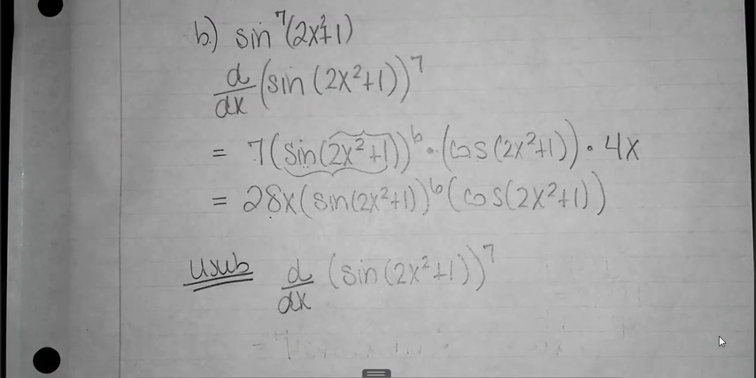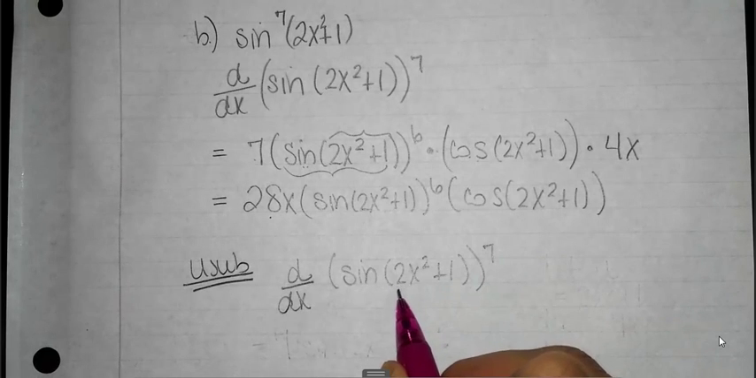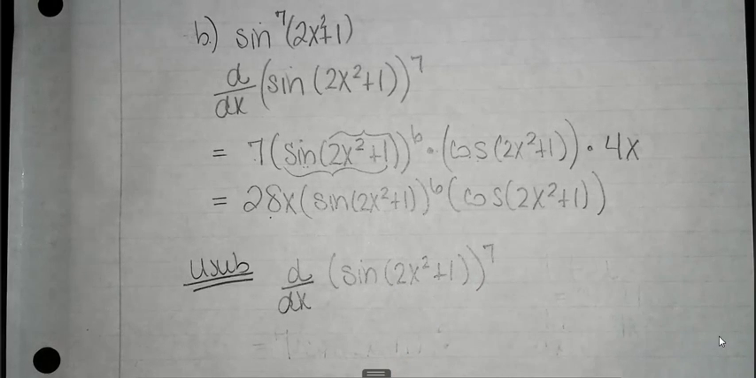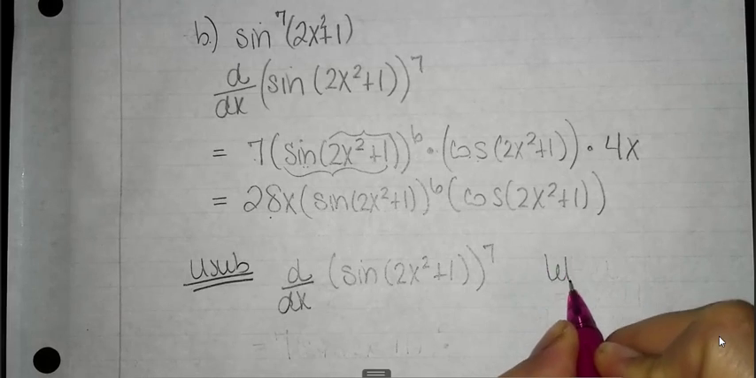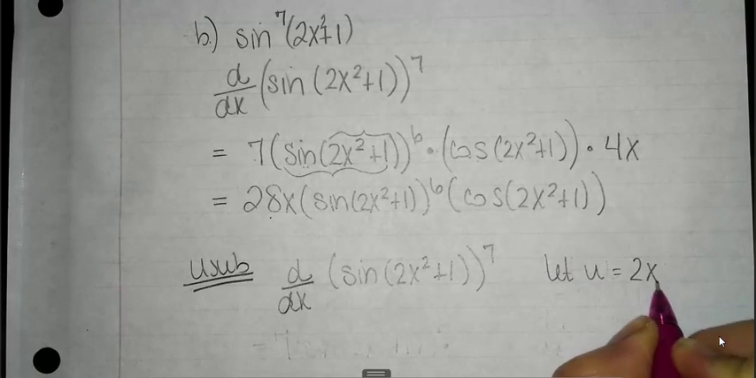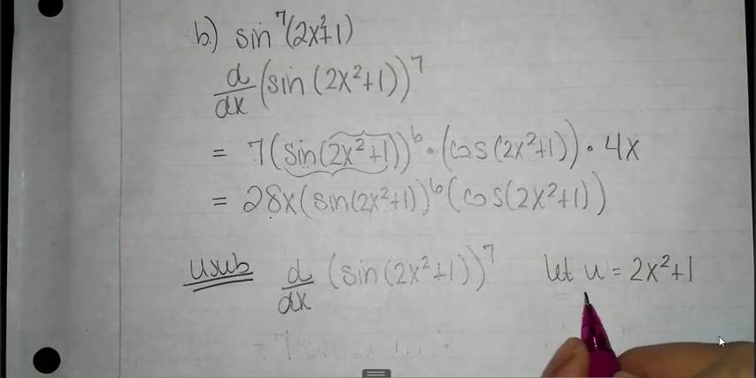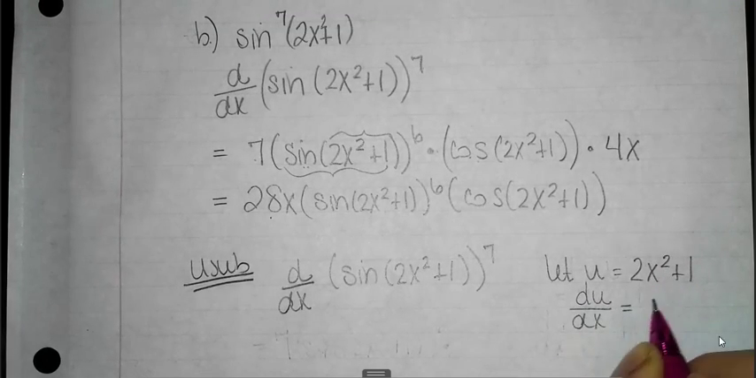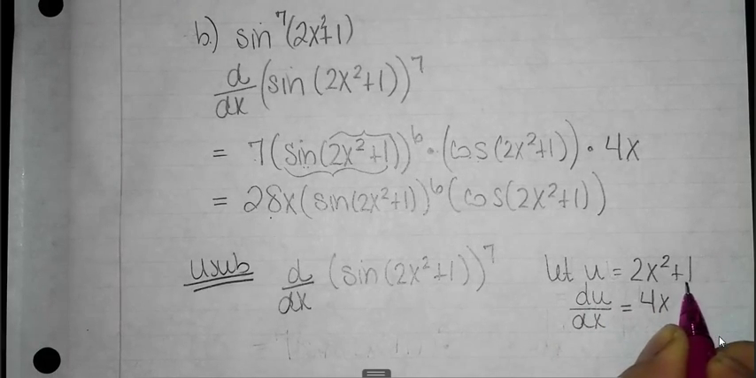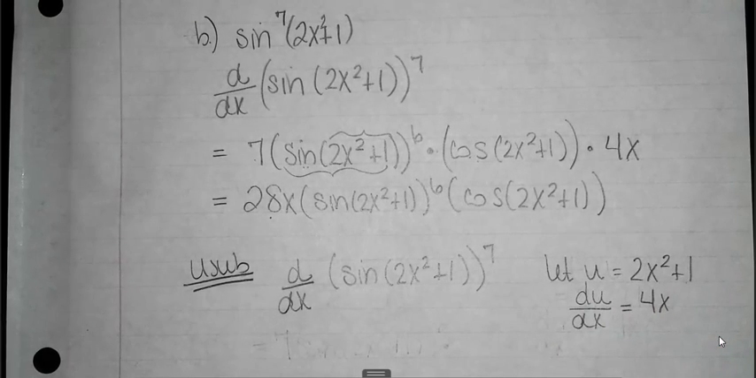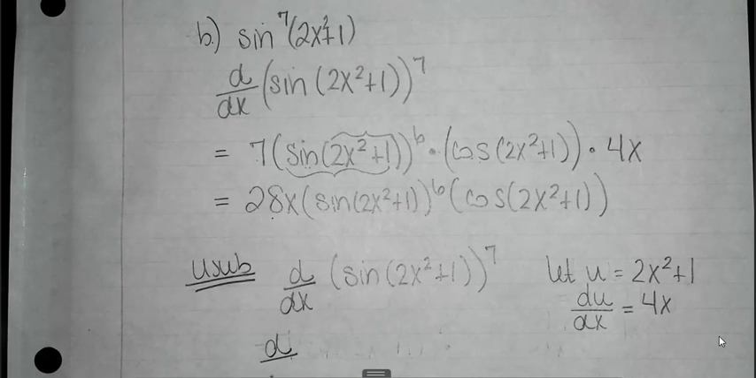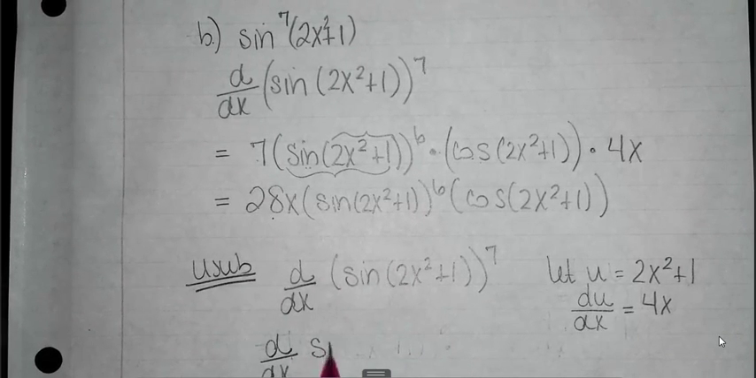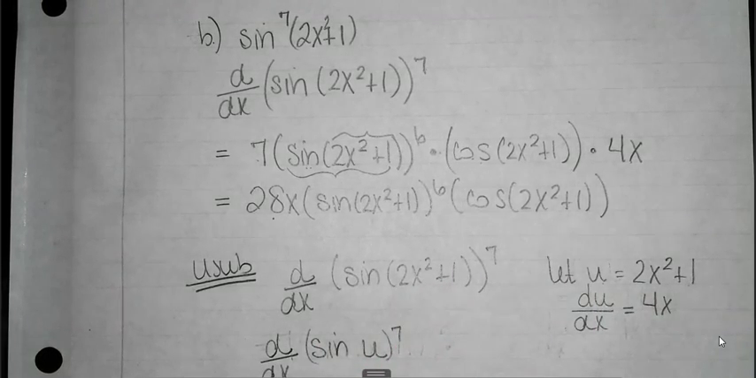Let's try this now using U-substitution. I'm going to let U be this innermost function, so I'm going to let U equal 2x squared plus 1. Then the derivative of U with respect to x will be 4x plus 0, because the derivative of a constant is 0. Okay, so let me rewrite this. The derivative with respect to x of sine, now instead of having 2x squared plus 1, I'm going to use U, to the 7th power.